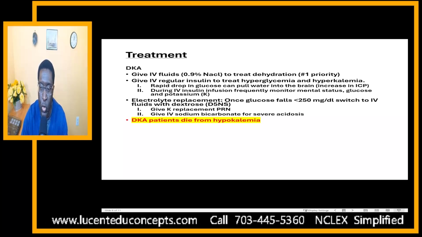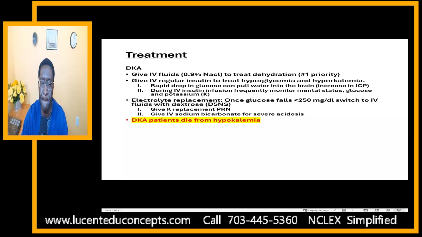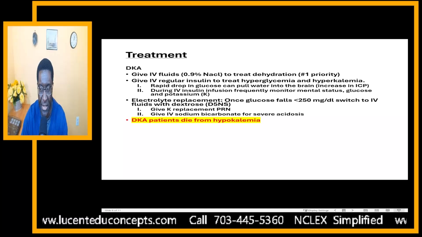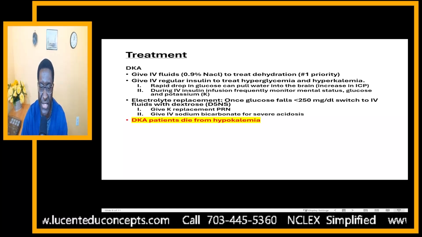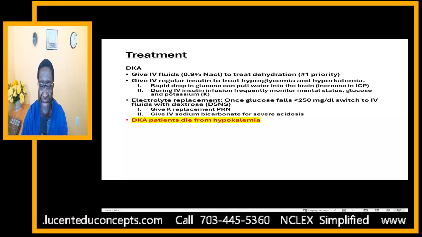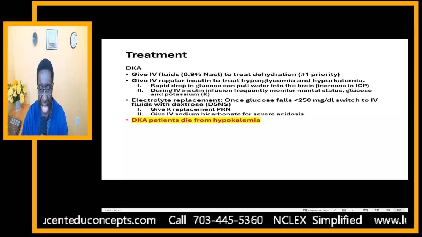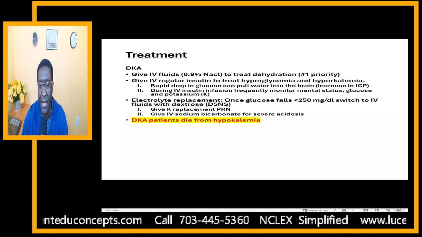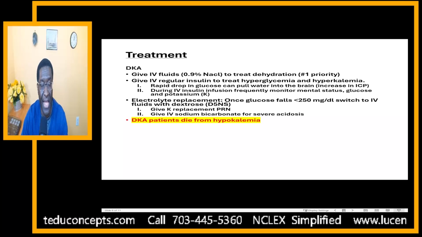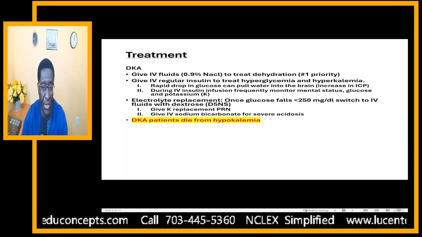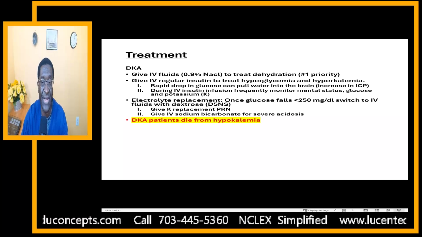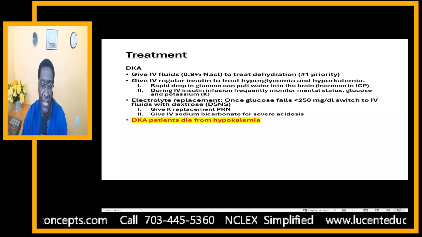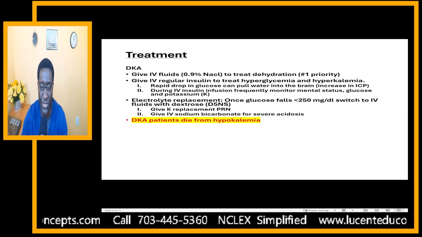The next thing you want to keep in mind, which is your third priority, is electrolyte replacement. That means once glucose levels fall below or equal to 250 milligrams per deciliter, we switch to IV fluids with dextrose. I'm talking about D5 normal saline, and we can give that. Always remember that as you're giving all of these fluids, keep your eye on potassium. And if potassium should go down, you will give potassium. So it's given as a PRN order. Next, you want to give IV sodium bicarbonate to treat severe acidosis.